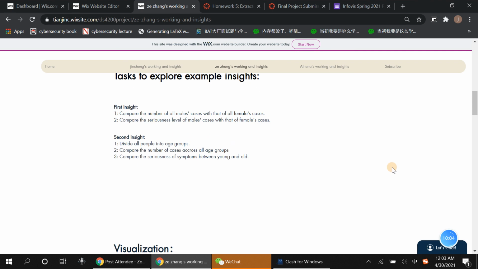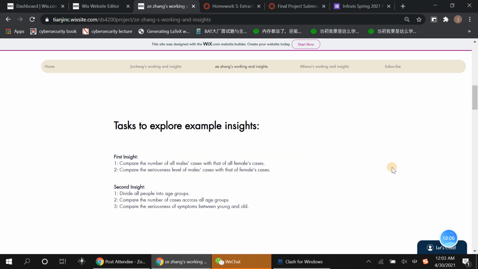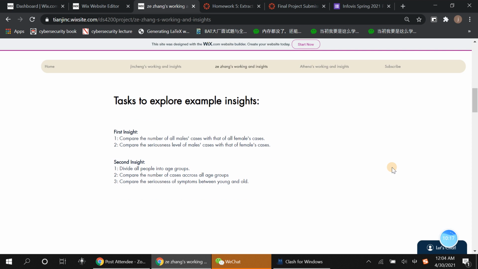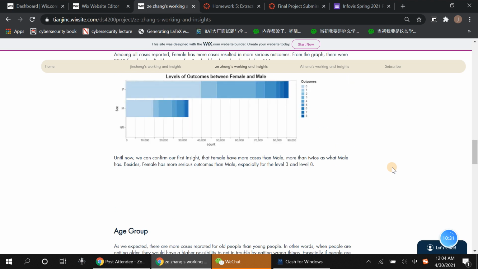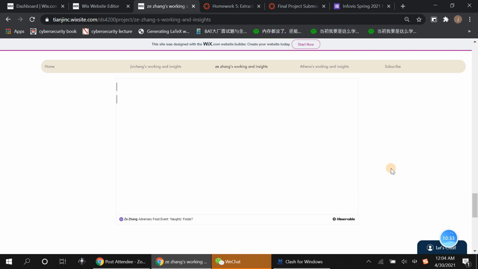So this task is pretty much focused on comparing the number of all male cases with that of all female cases, and comparing the serious level of male cases with that of female cases. The second insight is to divide all people into age groups and compare the numbers of cases across all age groups. And the third one is to compare the seriousness of symptoms between the young and old. So I'm just going to skip to the insights conclusion.